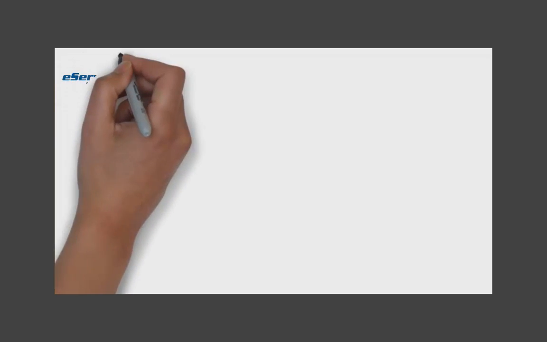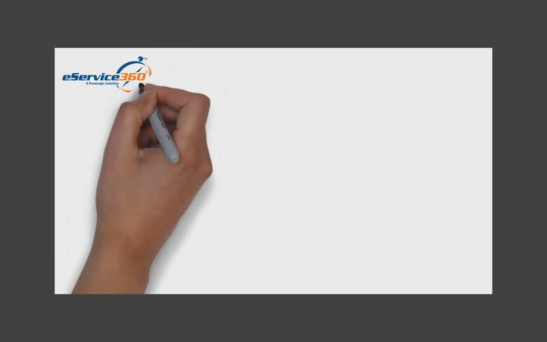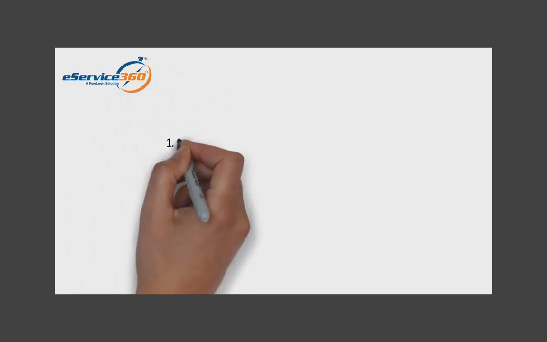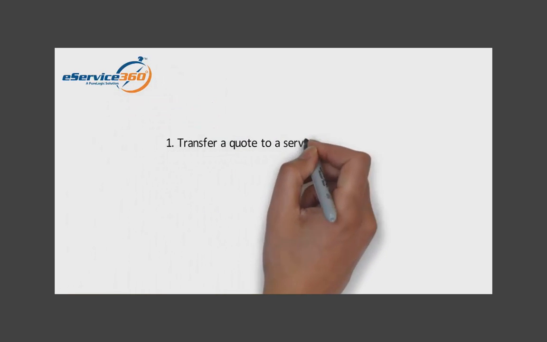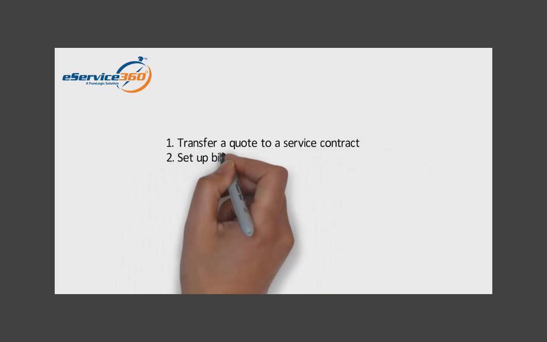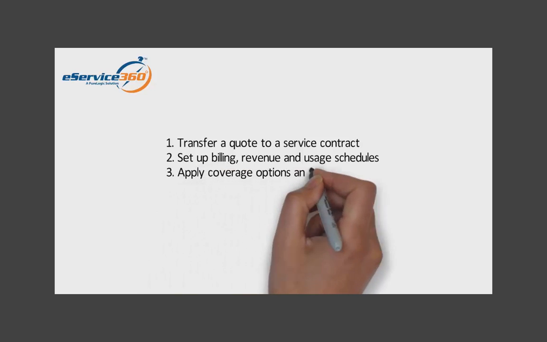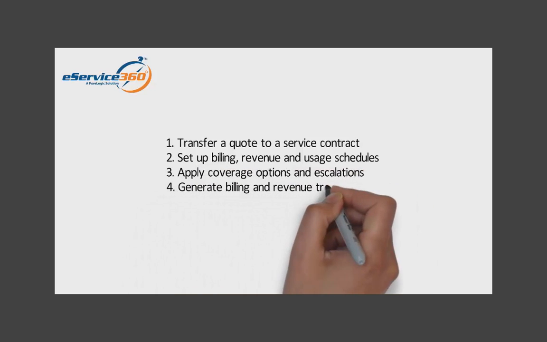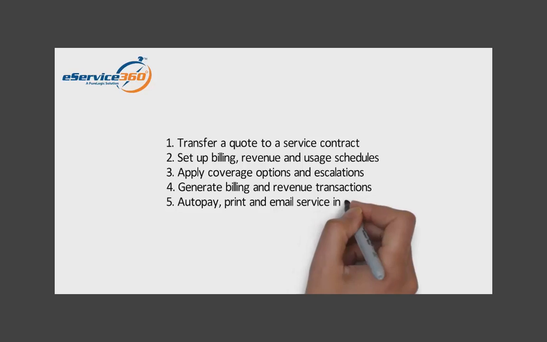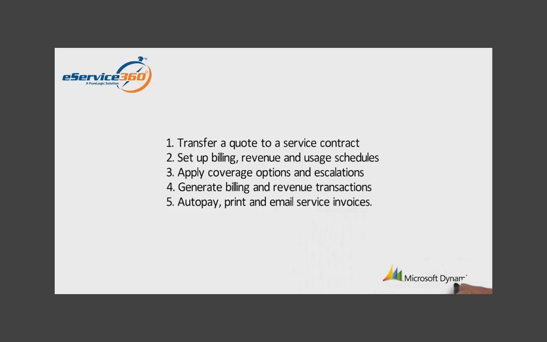We'll show you how easy it is to manage workflow across the entire lifecycle of a service contract. You'll see how to transfer a quote to a contract, set up billing, revenue, and usage schedules, as well as coverage options and escalations. We'll then generate billing and revenue transactions, process credit card and eCheck payments, and finally print or email the invoices. So let's get started.